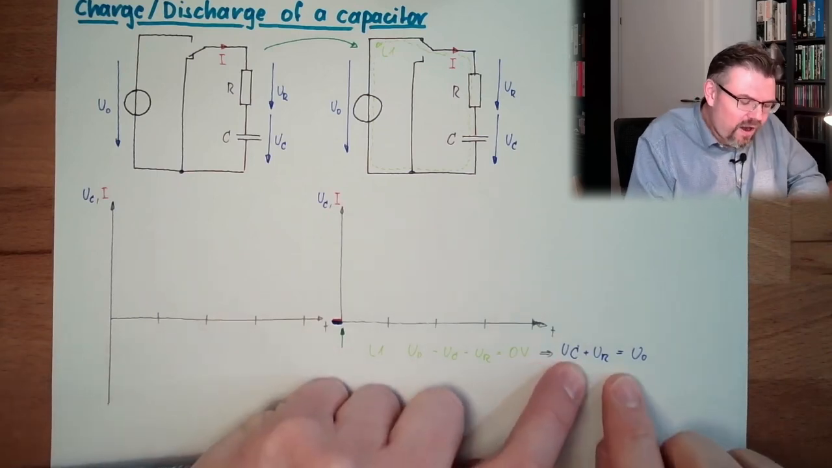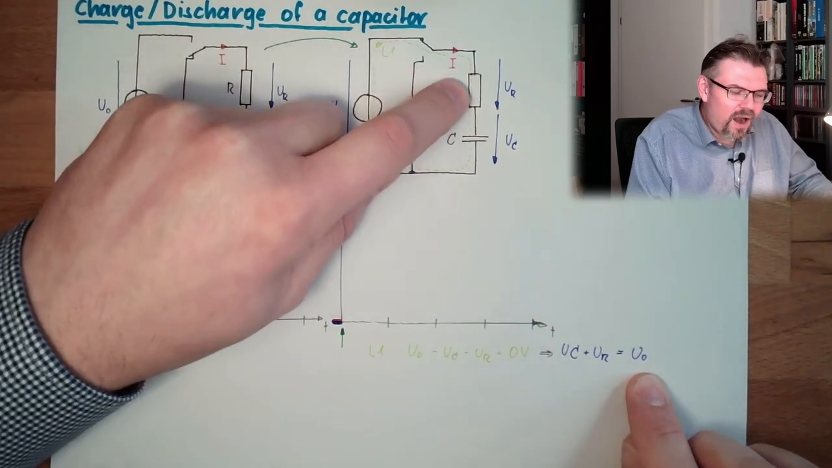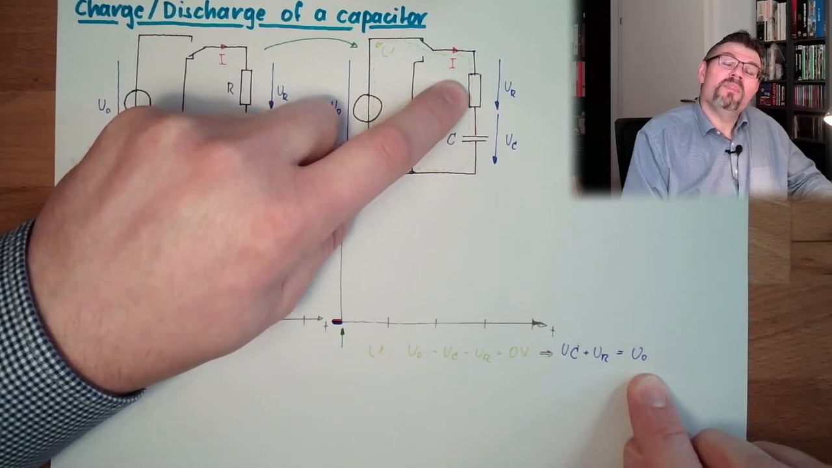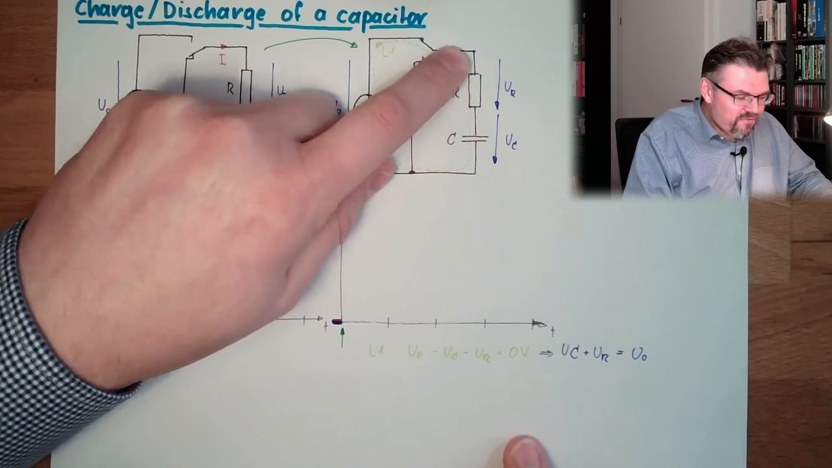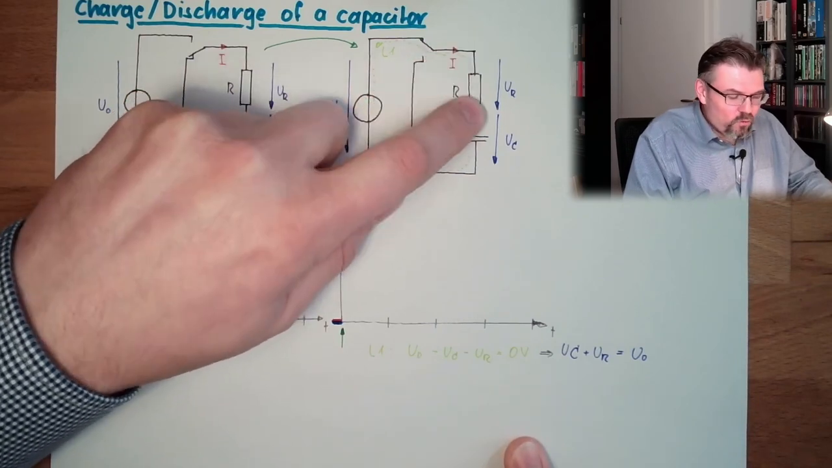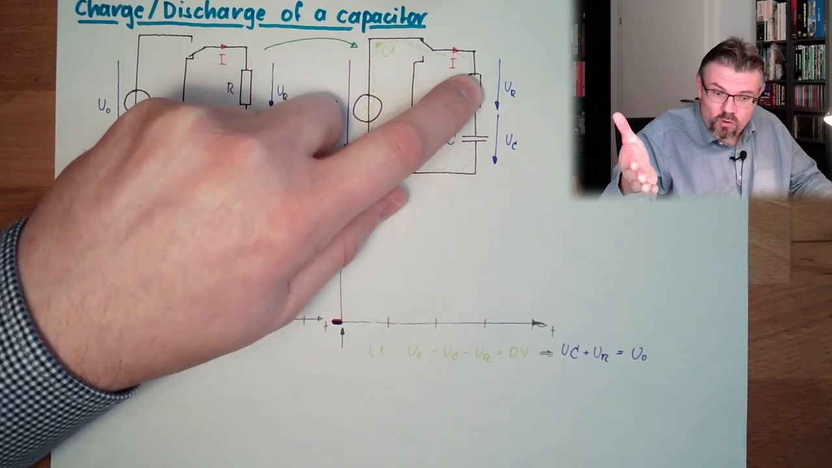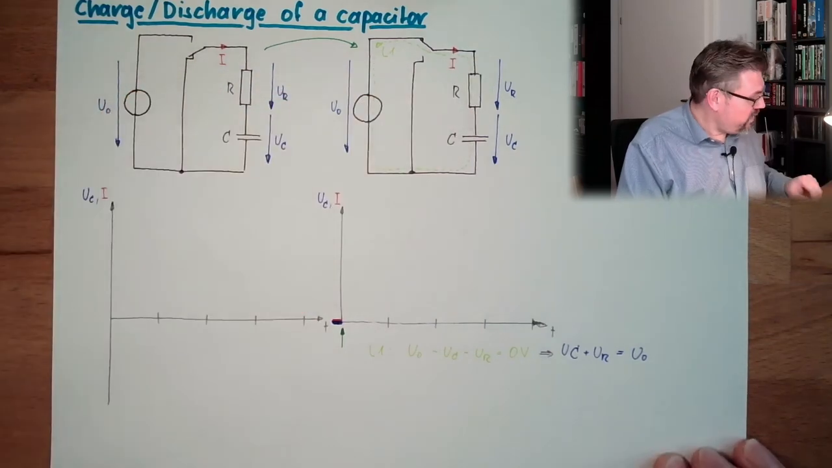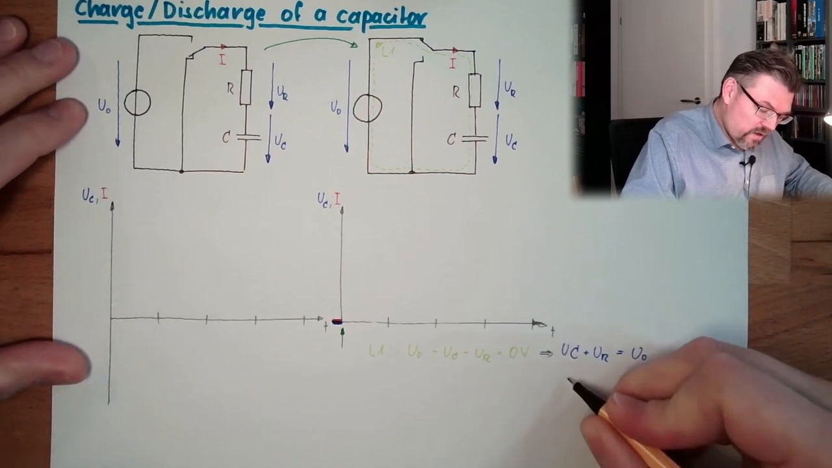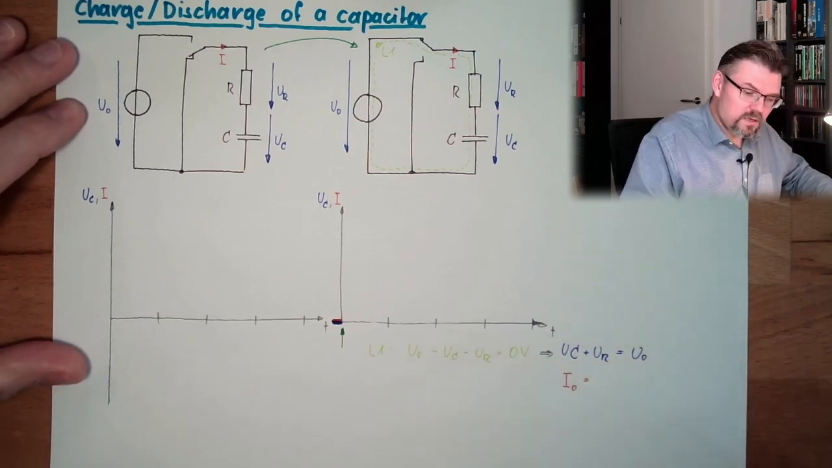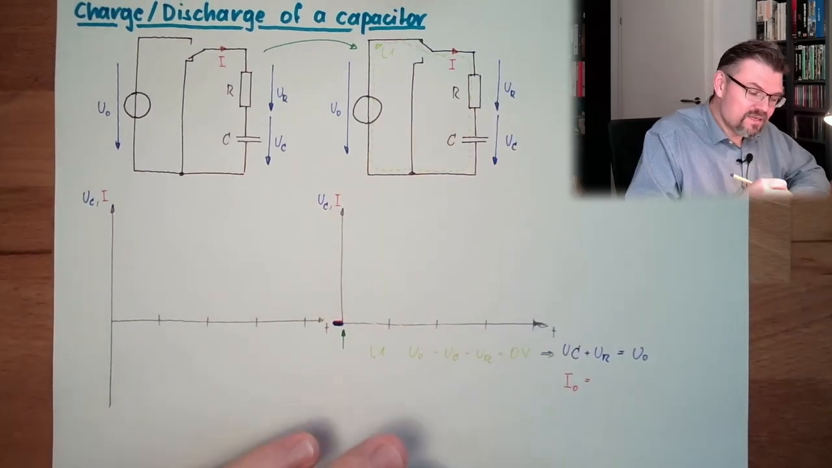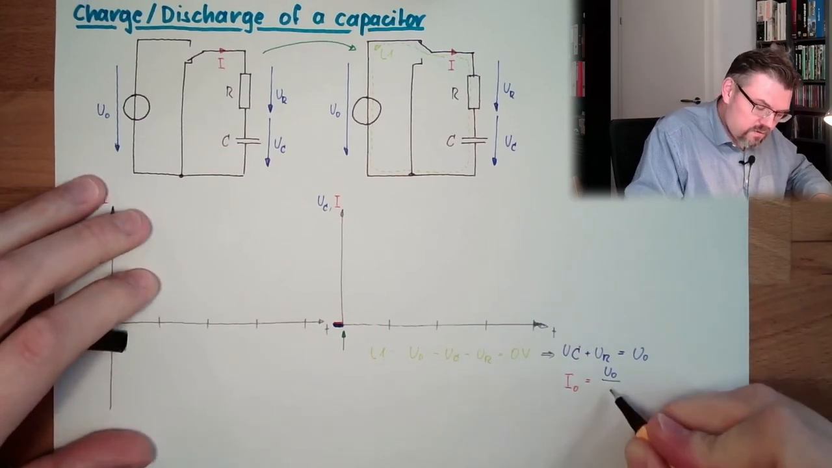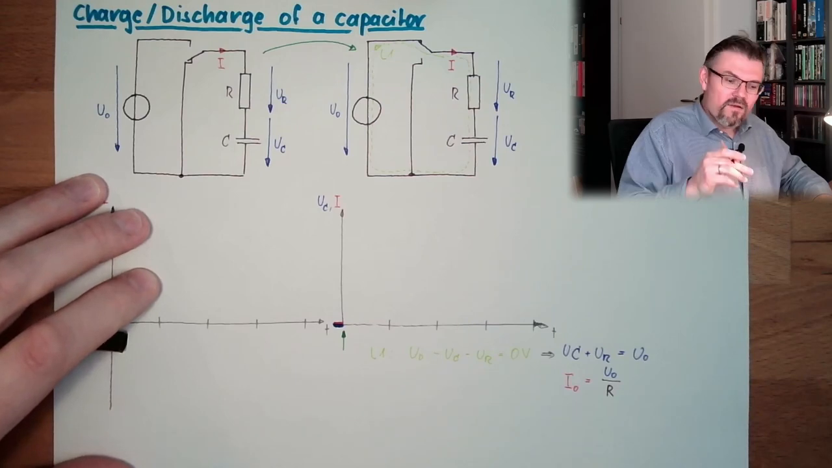And if UC and UR are in total U0, then UR is U0. So if UR is U0, I have a resistor with a voltage across it, so according to Ohm's law there must be a current running through this resistor. And this current can be calculated. I call it I0, equals, because UR is U0, U0 divided by R. This is what is going to happen.